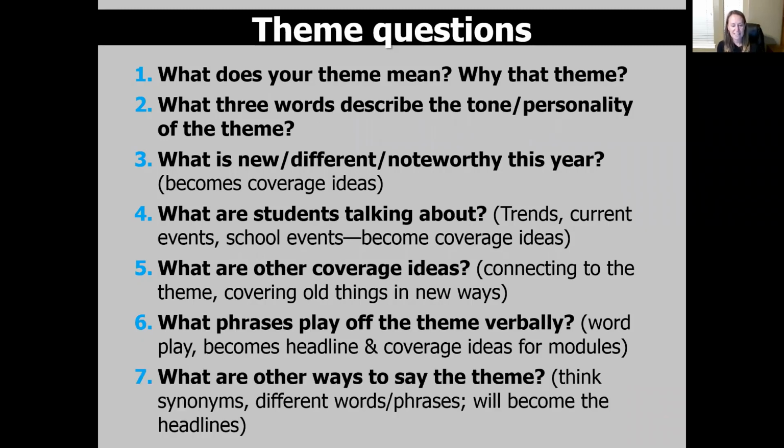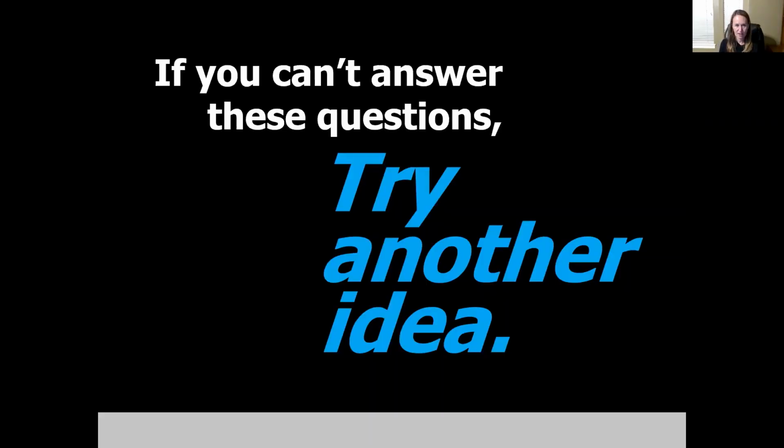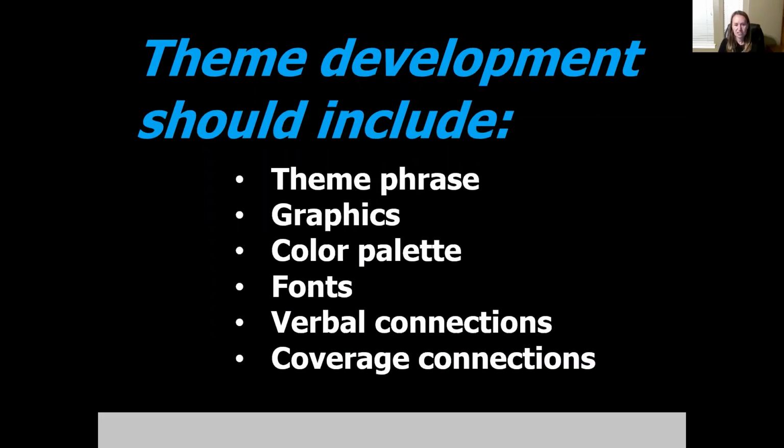What are other ways to say the theme? Think of synonyms, different words or phrases. These can help you with your headlines throughout the book. If you can't answer these questions, try another idea. Your theme development should include a theme phrase, graphics, a color palette, fonts, verbal connections, and coverage connections.